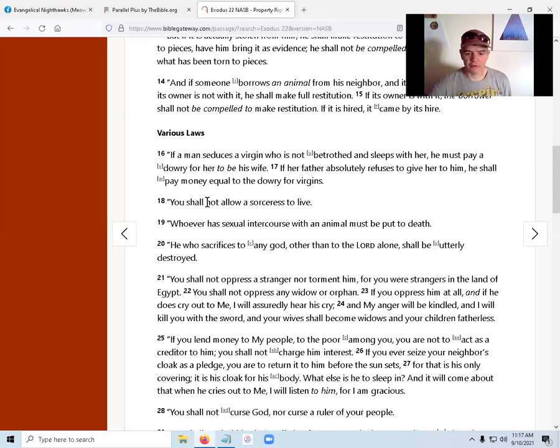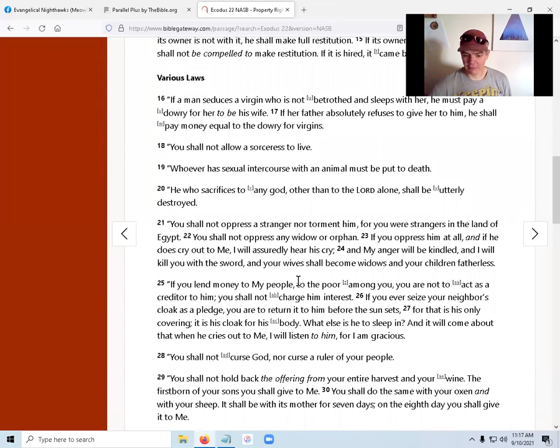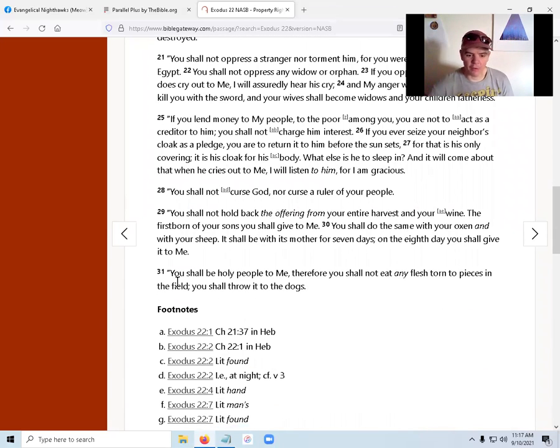Okay. You shall not allow sorcerers to live. Okay. Whoever has sexual intercourse with an animal must be put to death. Wow. He who sacrifices to any god, other than the Lord alone, you shall not oppress a stranger. Oh, back to if you lend money, you shall not curse God nor curse. Okay, so various laws. So they're just kind of haphazardly thrown in there. That's just the way they do it.